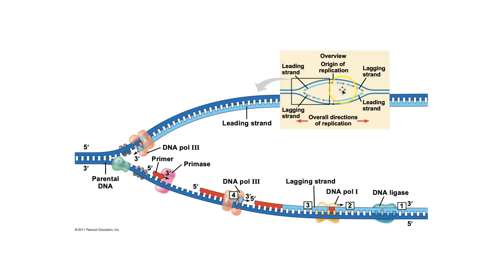The Okazaki fragments have to be glued together. So first, the RNA primers have to be removed. DNA polymerase 1 comes in and removes the RNA primers and replaces them with DNA fragments. Then the ligase enzyme will find any nicks, any openings in the DNA, and ligate them, close them up, so that we have just one continuous strand of DNA.